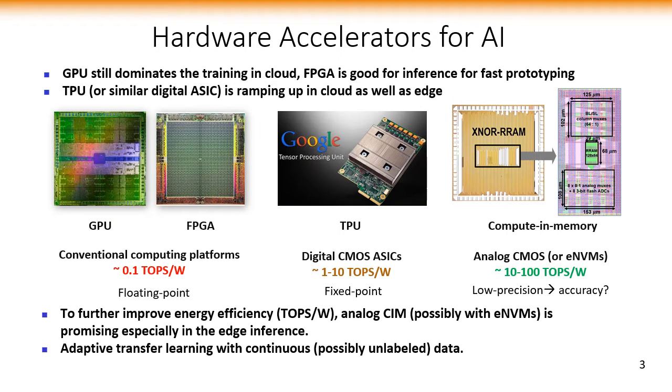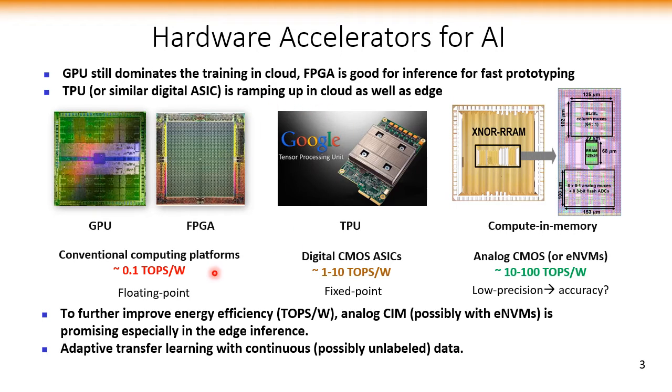This is the background of the research, as we are motivated to develop the hardware accelerators for artificial intelligence. So we see different options. First, GPU still dominates the training in the cloud, and FPGA is becoming a good candidate for the inference, especially for the faster prototyping of the AI model. And also we see the TPU, like digital ASIC solution, is ramping up in cloud as well as the edge.